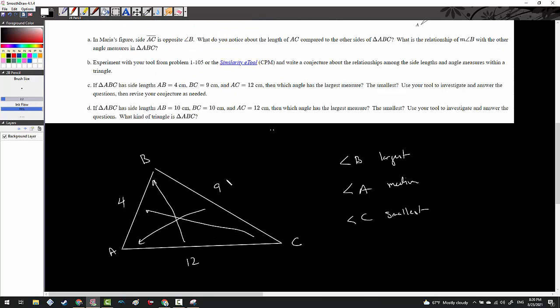You will be getting a resource page, or you can download it and fill in the theorems, especially the triangle angle sum theorem and the triangle inequality theorem. Make sure you have that down.